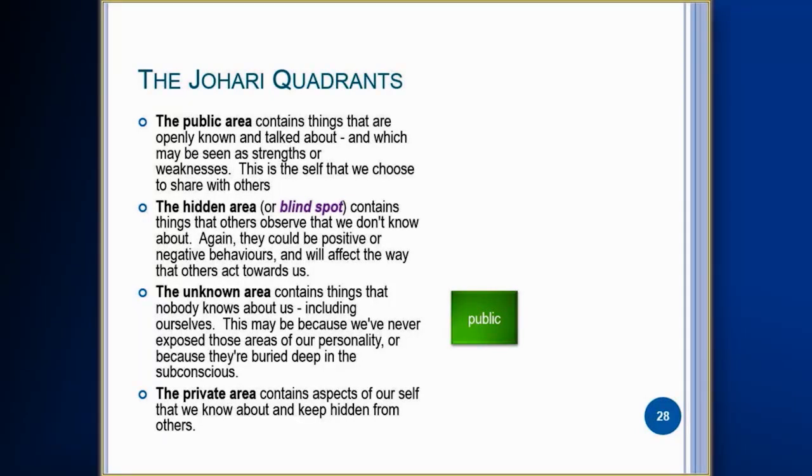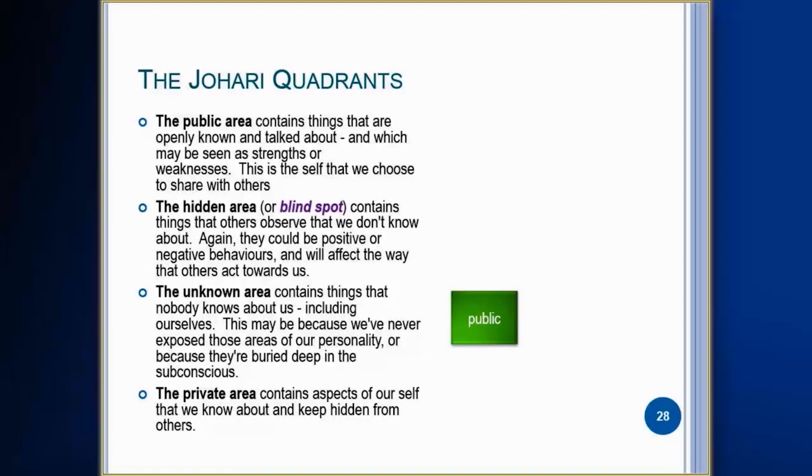And then there's the hidden area, and that contains things that others observe that we don't know about. That's the blind spot. Again, could be positive or negative behaviors or other attributes there, but they'll affect the way that others act towards us. And then there's the unknown area. Nobody knows about us, including ourselves, so that's an area you can't do anything about there.